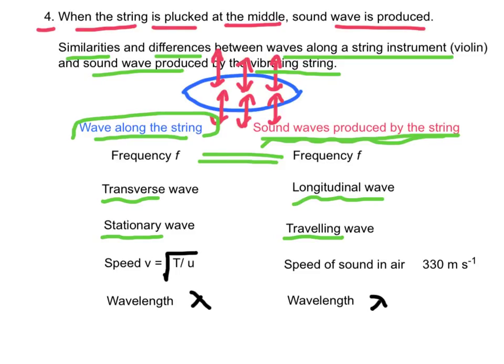And the wave speed along the string is given by the equation v equals square root of T over mu. T is the tension of the string, mu is the mass per unit length of the string.